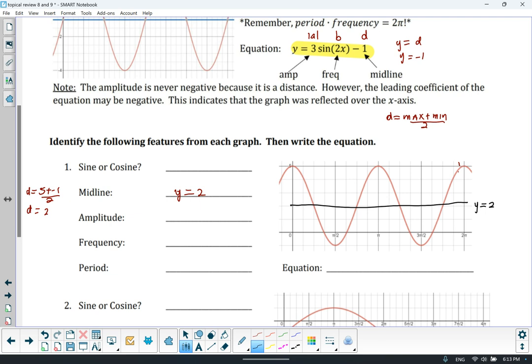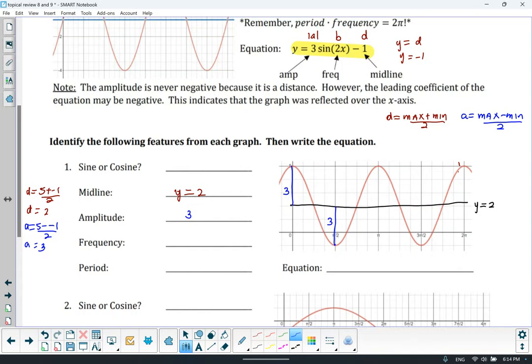The amplitude is the distance from the maximum point to the midline. So in this case, it's 3, or from the minimum point to the midline, which is 3. That's if you're not given an equation and you're getting it from the graph. So a formula that you can use, because sometimes people find it helpful, is max minus min over 2. So in our case, it's 5 minus -1 over 2, which is 3. And again, it's always positive.